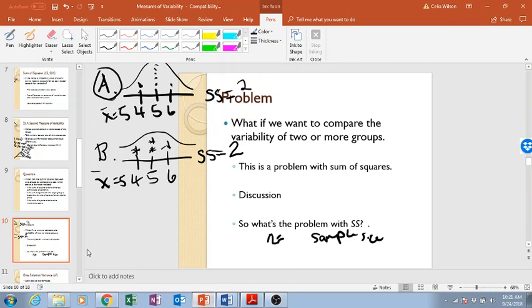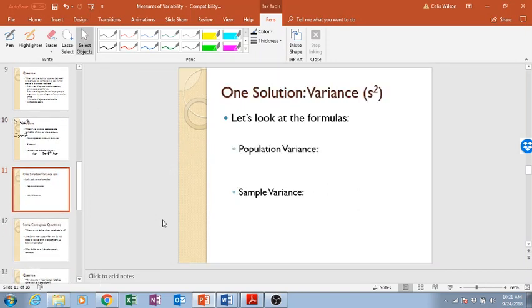So if we have this problem with sum of squares, there is another statistic we can use, and that is the variance. There's a formula for the population variance and one for the sample variance. The population variance is really not used very often, because to calculate it, you have to be able to identify every person in your population, which is not always easy.